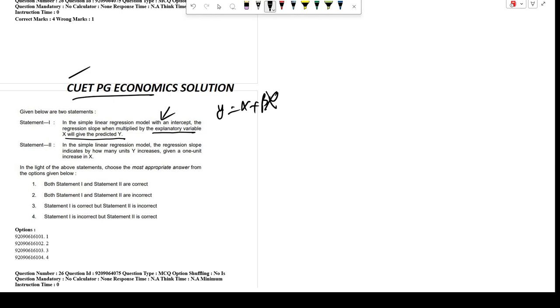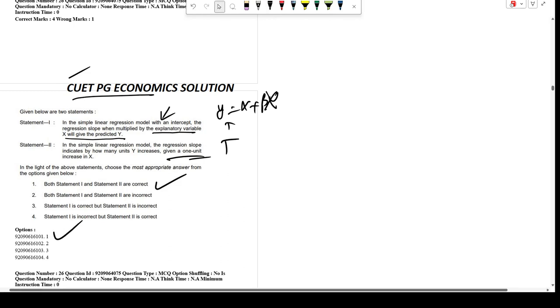Statement 2: in the simple linear regression model, the regression slope indicates how many units y increases for 1 unit of increase in x. So unit-wise, this calculation is true and this is true. So both the statements are correct, and option number 1 is correct.